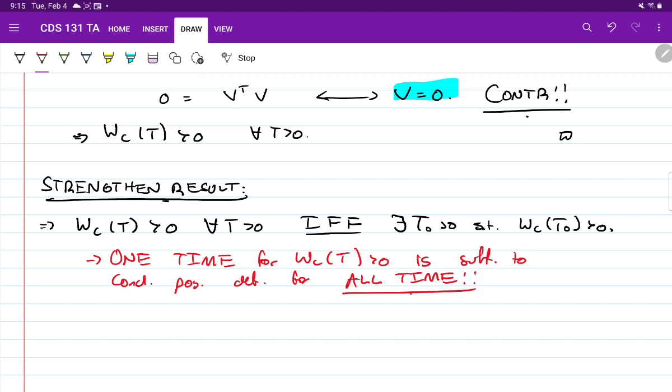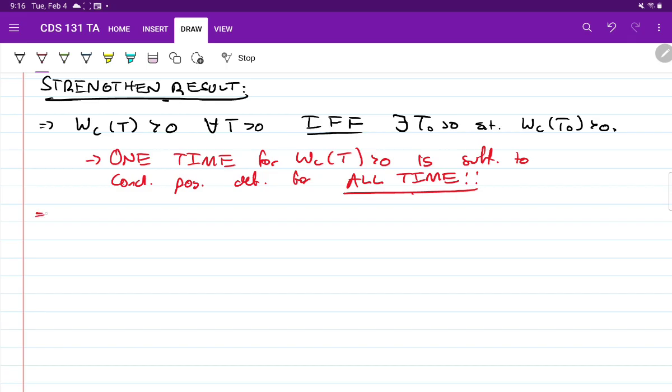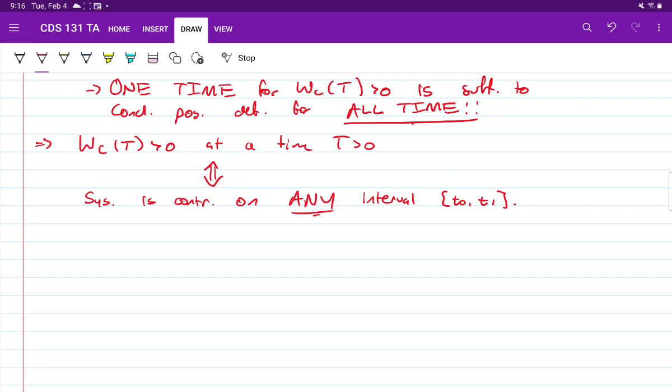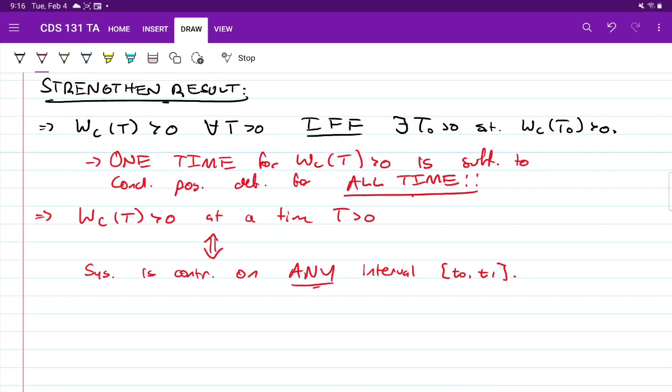All right? And a nice consequence of this is that WC of t greater than 0 at a time t greater than 0 is in fact going to be equivalent to your system being controllable on any interval t0, t1. All right? So all that we need to do is just check a single condition, and then we get controllability on any interval out there. All right? Okay, fantastic. So this is a super strong condition, right?